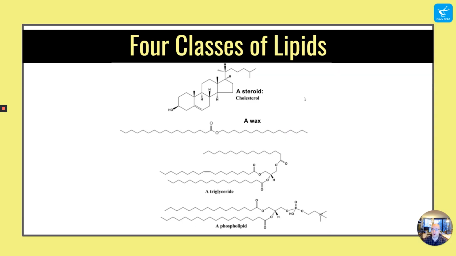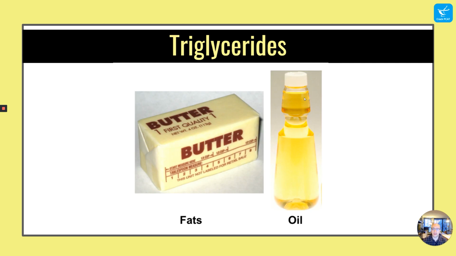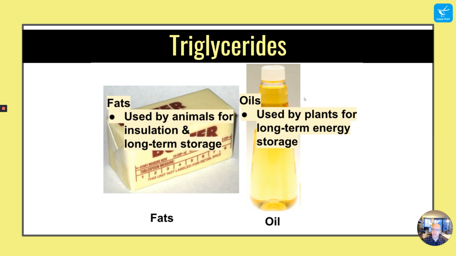So now let's talk about the four classes of lipids. There are steroids, waxes, triglycerides, and phospholipids, and we're going to be talking about each one of those throughout the video. So triglycerides are found in fats like oil and butter. They're used by animals for insulation and long-term storage, or by plants for the same purpose.